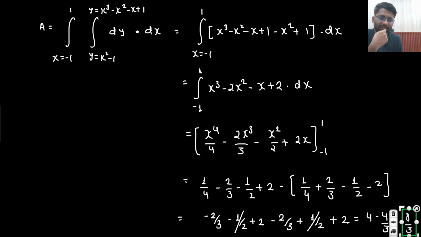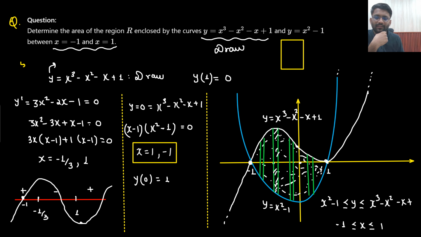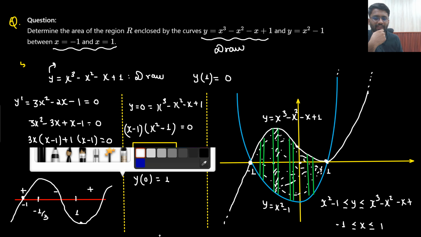8 by 3 is the answer. That's it. This is the answer. So the answer is 8 by 3. Can we check? Yes, the answer is 8 by 3. So simply just take the strip and your job will be done.